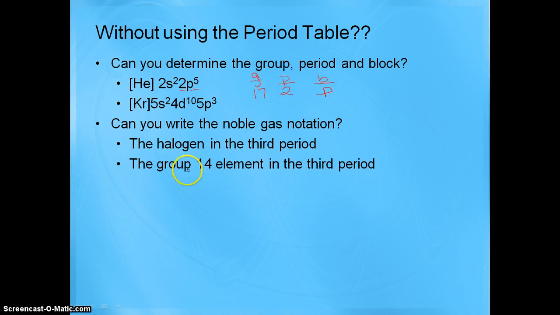Good, I can count. All right, let's do another one. We're going to use the same labels up above: the group, the period, and the block. We're not going to rewrite those.